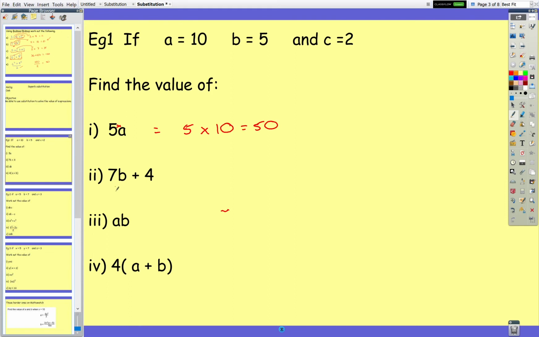Nice and easy. Next one, 7b is 7, again, times. We don't want a time sign in algebra because it looks too much like an x. So 7 times it by b. So 7 times it by b, which is now 5.